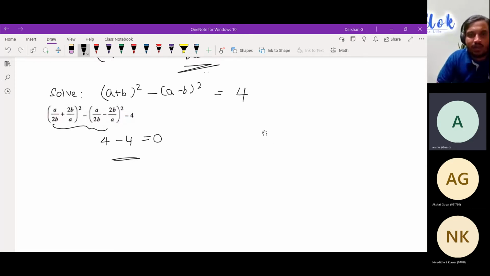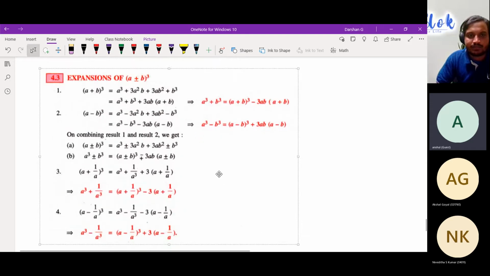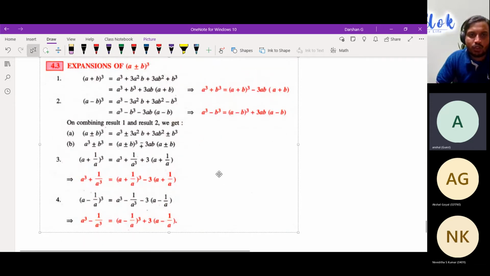Okay, fine. Now I'm moving on to the cube thing, the expansion, the next set. I'm giving you a few formulas, so you can just remember these formulas: (a + b)³, (a − b)³, (a + 1/a)³ and (a − 1/a)³ as well. Make a note of it. We'll start the problem in the next 1 minute.